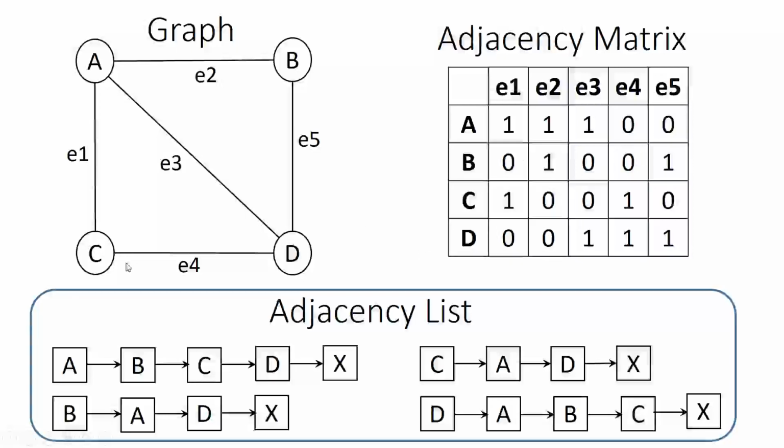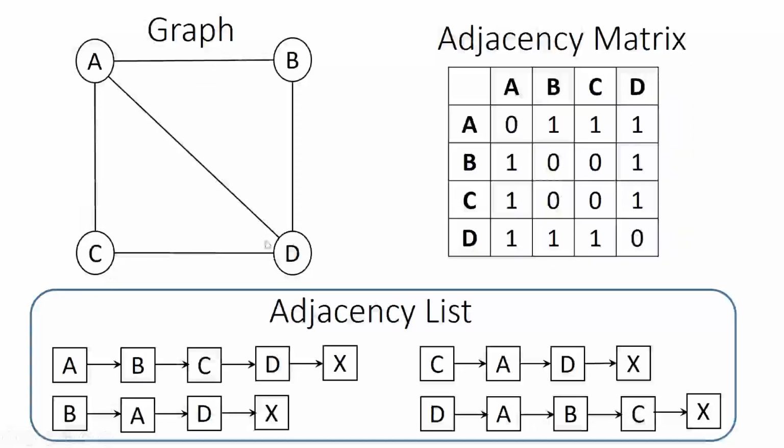Now coming to C, which is incident on E1 and E4. You can see E1 and E4 columns are 1 and the remaining are zeros. Similarly, D is connected to E3, E4 and E5, so E3, E4, E5 columns will be 1 and the remaining 0. This is an undirected graph.